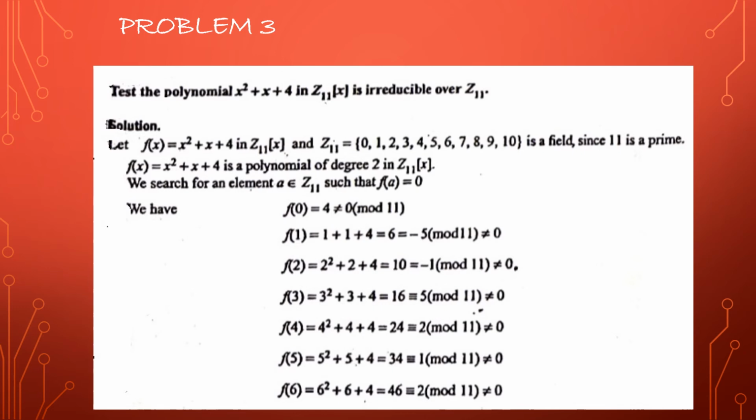f of 6, the answer is 46, right? Till 44 we can write it as 11 times 4, and the remainder is 2 over here, and this is also not equal to 0. Till now, out of 11 integers, we have seen that from 0 to 6, 7 integers are not getting the remainder 0. So let's see for 7, 8, 9 and 10 in the next slide.